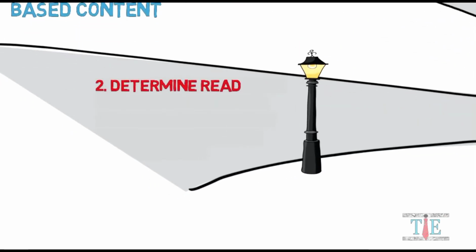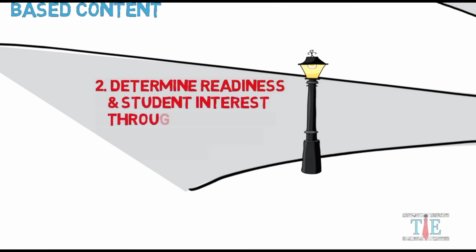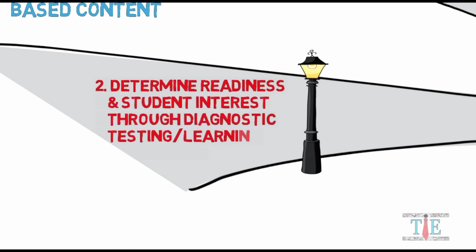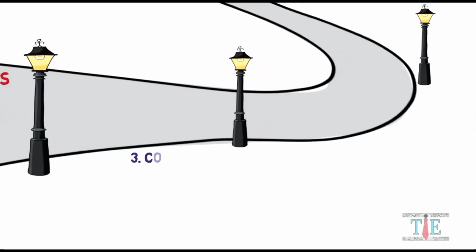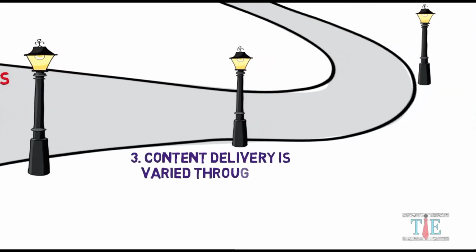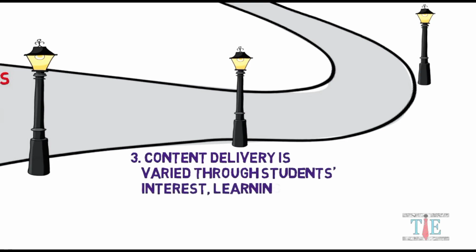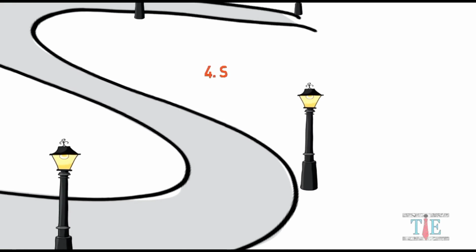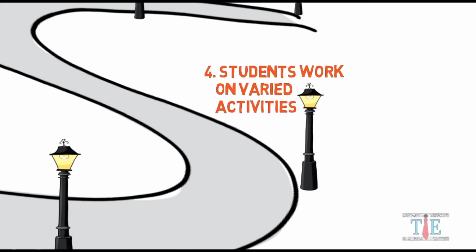Next up, determine readiness and student interest through diagnostic testing and learning style inventories. This takes place early on in units. Continuing, deliver varied content to students depending on their learning styles, interest, and content readiness. Follow that up with having students work on varied activities.